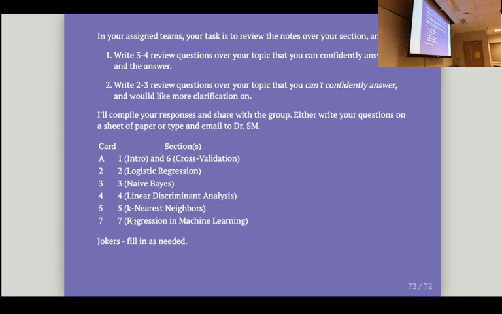So each of you is getting a card with a number on it. In the groups that are on your number, I'd like you to take a look at your notes over a specific section. There are 2 jokers out there. Pick a 2 or a 4. Your task is to go through the section and write 3 or 4 review questions over your topic that you can confidently answer, and the answers to those questions. I'd also like you to write 2 or 3 that you can't confidently answer and would like more clarification on.